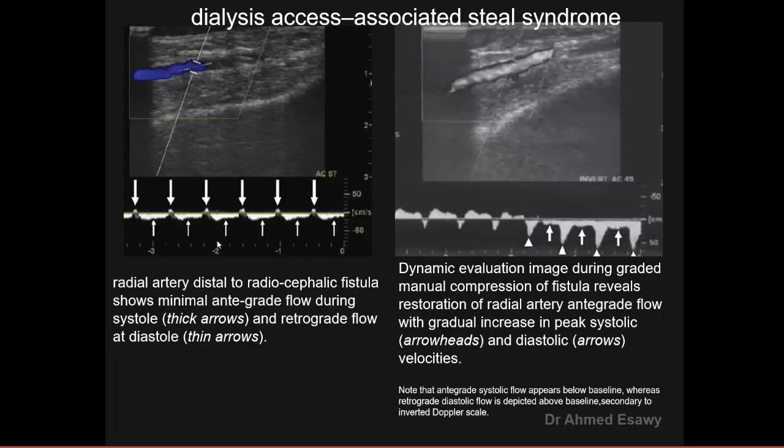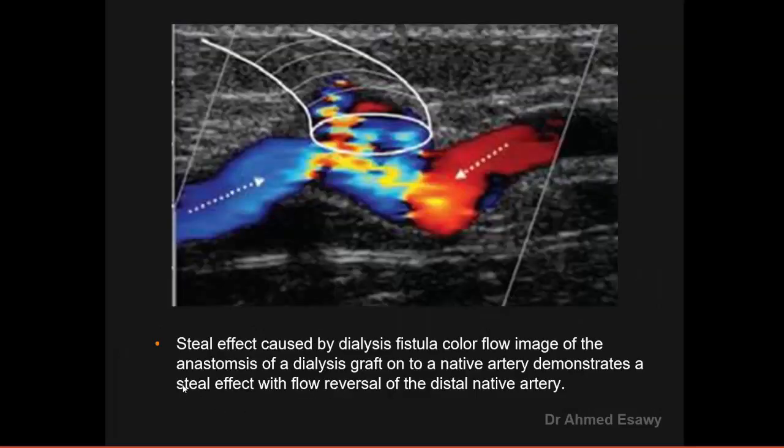Dialysis access associated steal syndrome: the radial artery distal to the radiocephalic fistula shows minimal antegrade flow during systole and retrograde flow at diastole. Most of the flow is retrograde. Dynamic evaluation during graded manual compression of the fistula shows restoration of radial artery antegrade flow with gradual increase in peak systolic and diastolic velocities. Steal effect caused by dialysis fistula.